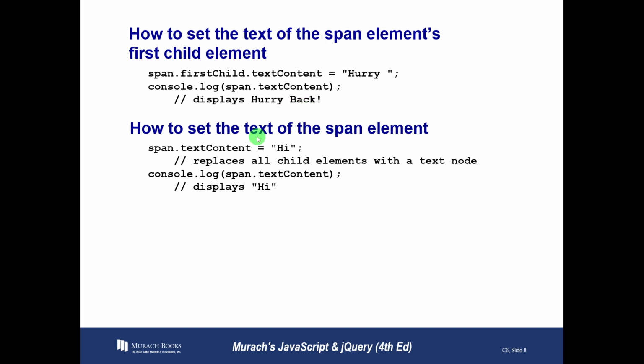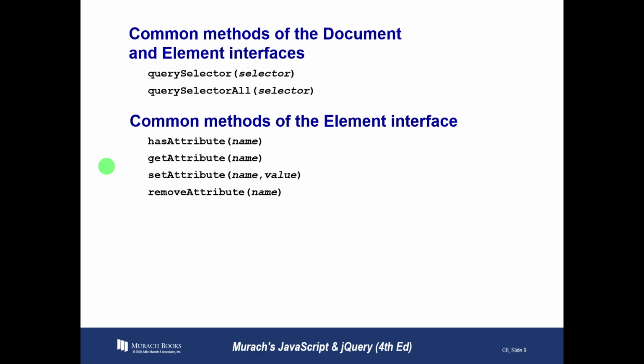Let's set the text of the span element. So span text content. We're taking the entire span and changing all of its text content to just say hi. And that replaces all the child node elements within that span. So we had those three child elements. Now we just have one child element, which is just a text node. So we can actually set the items on a web page using these parent and child and text content nodes.